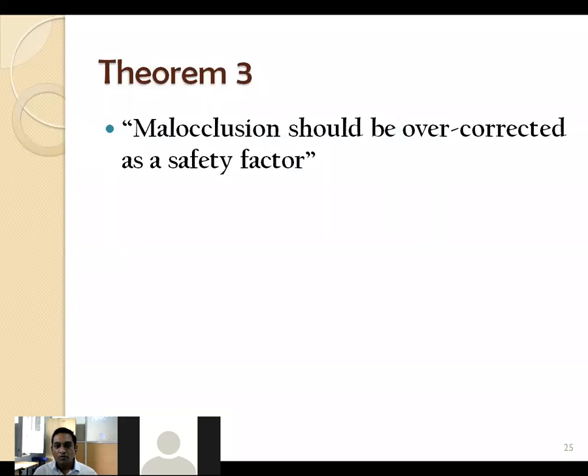Coming to the third theory, malocclusion should be overcorrected as a safety factor, which means the corrected malocclusion has to be overcorrected. For example, if upper incisors are retroclined, we need to procline them a little more, then the relapse will be less, so that even if it relapses, it comes to normal. And even in rotation cases, if we derotate the tooth, we have to derotate it more. Excess derotation has to be done, then even if it relapses, it comes to normal.